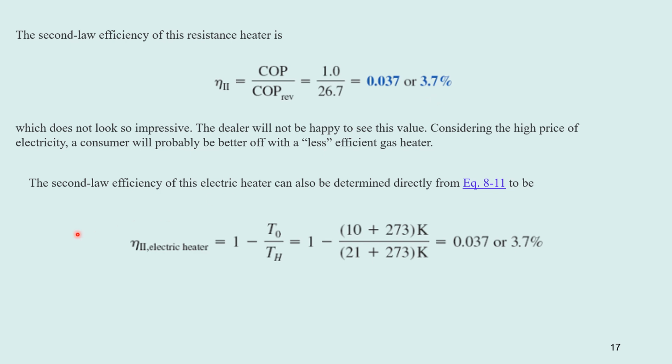You can also determine the second law efficiency directly from equation 8-11, and so you can plug that in, and again you get 3.7%. So again, this is a good way to do it as well.